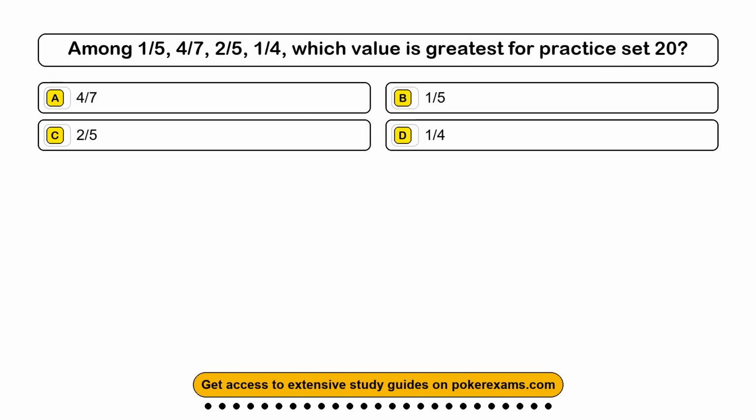Question 2. Among 1/5, 4/7, 2/5, 1/4, which value is greatest for practice set 20? Option A 4/7. Option B 1/5. Option C 2/5. Option D 1/4.